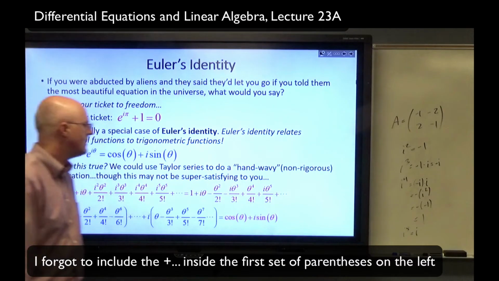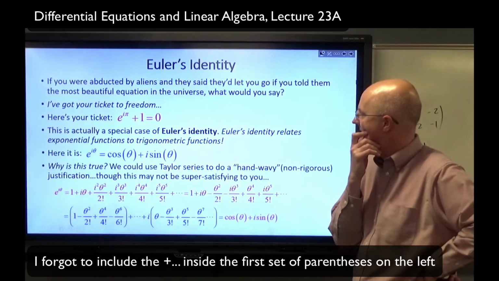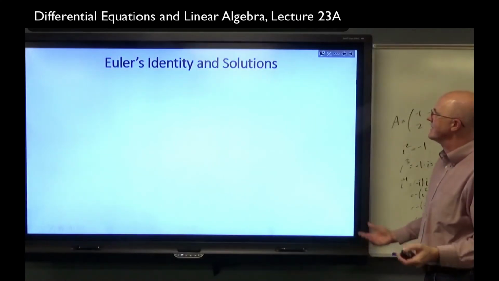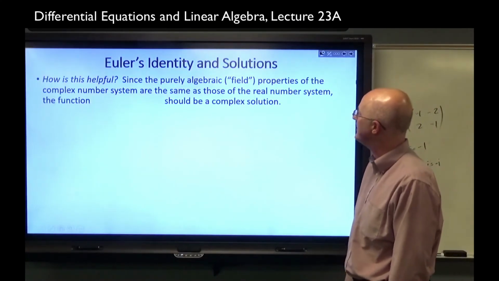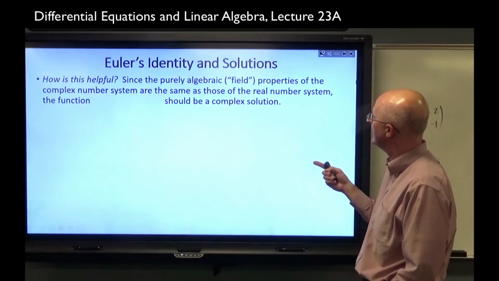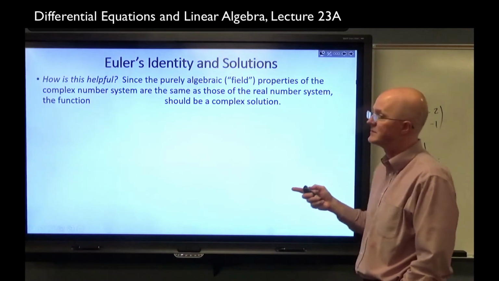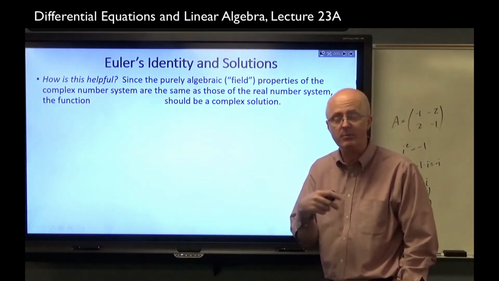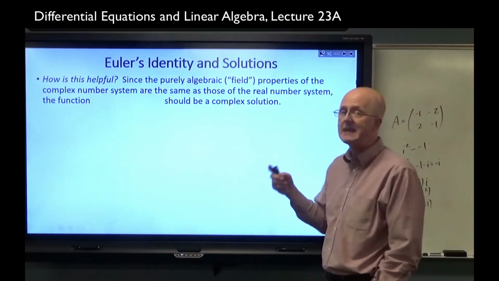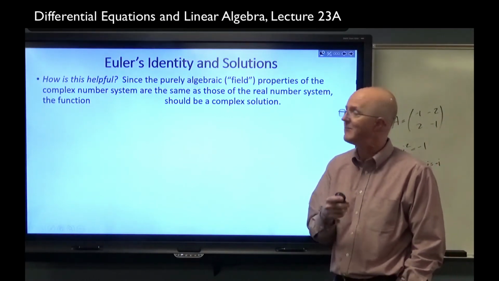Fun, fun, fun. All right. So symbolically it's kind of fun, but again, it may not be completely satisfying, but we will use it, okay? How is this related to differential equations, though? How is this helpful? Here's one key thing, at least. Since the purely algebraic properties, which are called field properties, of the complex number system are the same as those of the real number system, which means things like the commutative property for both addition and multiplication, associative property, existence of additive and multiplicative inverses, that kind of thing, are all the same. The calculations are a little trickier and complex, but they're still the same formal properties.